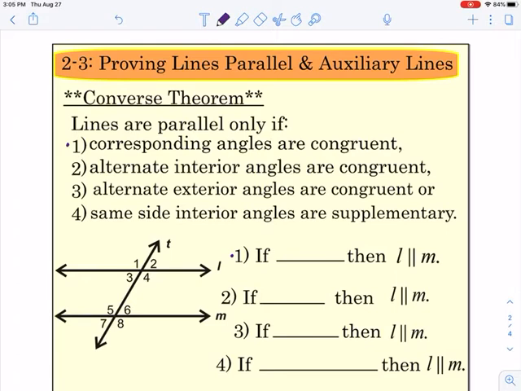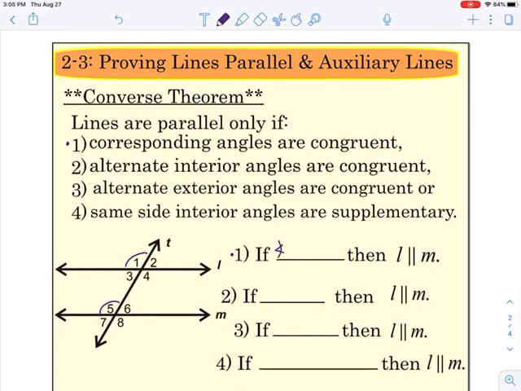It doesn't matter which pair you pick, since there are four different sets of corresponding angles here. I'm going to pick angle 5. Angle 5 in this case corresponds to angle 1. So if somehow you can tell me that angle 1 is congruent to angle 5, then I can tell you that line L is parallel to line M.